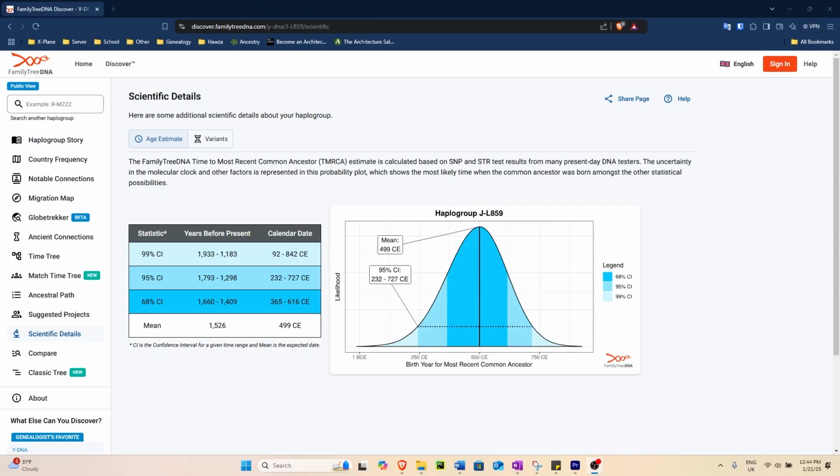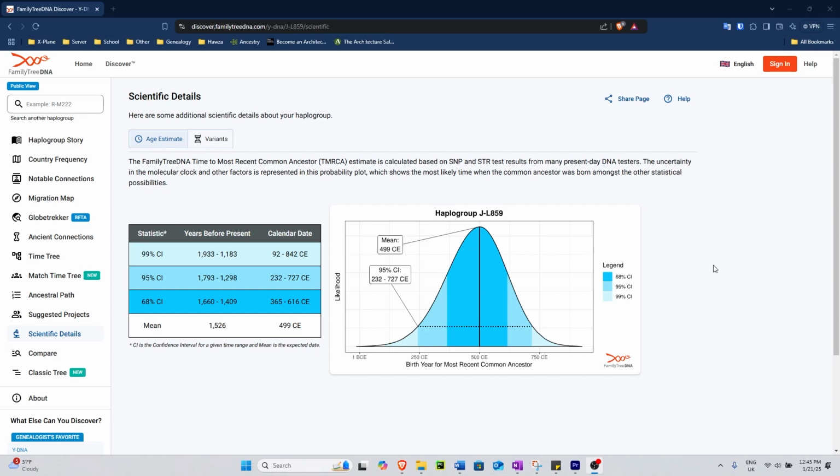Another aspect which is important to discuss is how exactly TMRCAs are calculated. With Family Tree DNA and essentially all other calculation methods, such as that used by Weifel, the number of mutations between two people is used to calculate how far apart they are and what time their ancestor would have lived in. So both SNPs and STRs are used in calculating a range of when an ancestor would have lived.